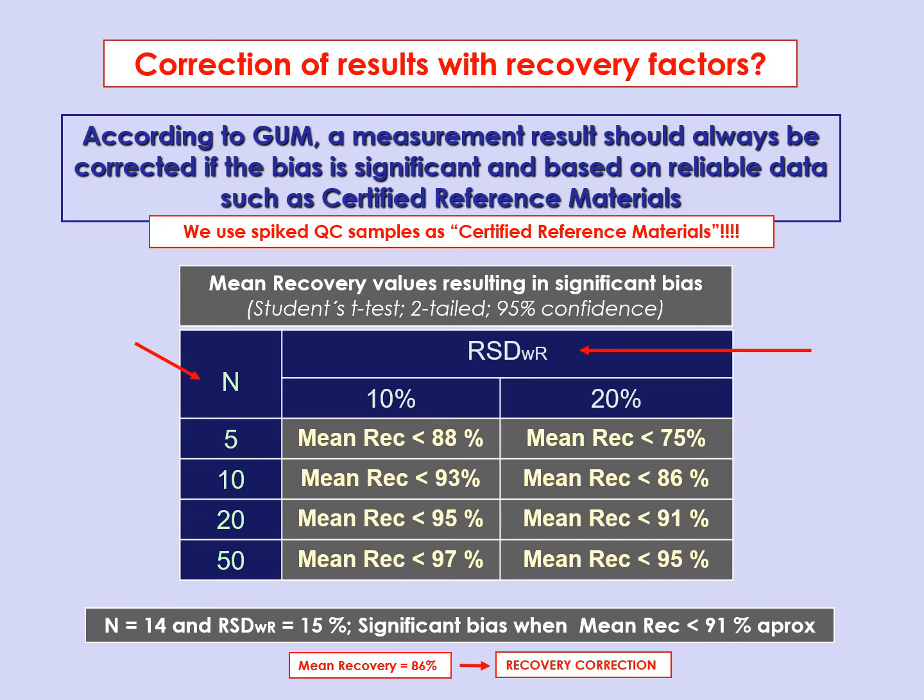We can see that in the above example, with n equal to 14 recovery tests and a value of 15% for the relative standard deviation of the recovery results, mean recovery values lower than 91% would mean that the bias would be significant, and therefore the analytical results should be corrected with the recovery factor.